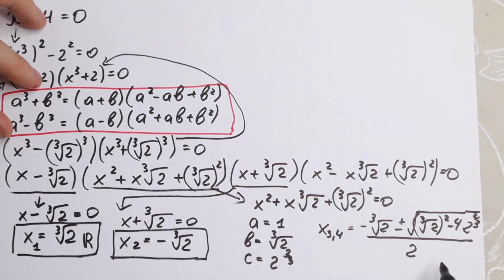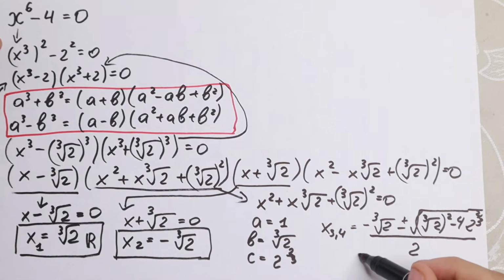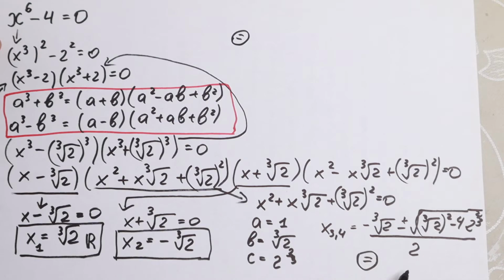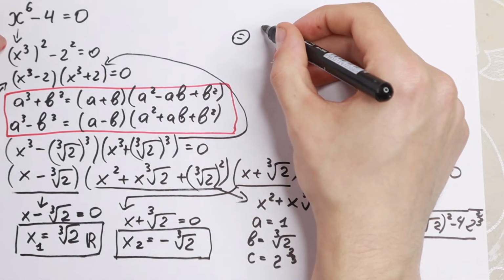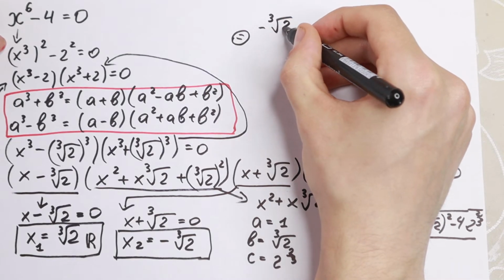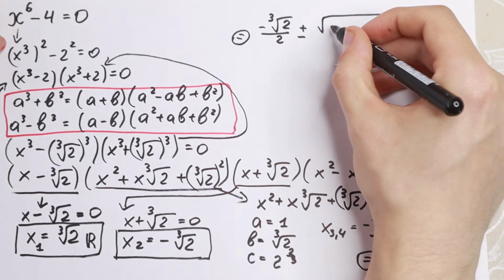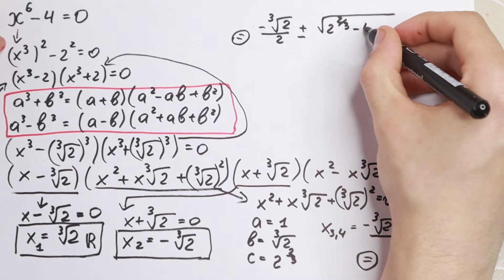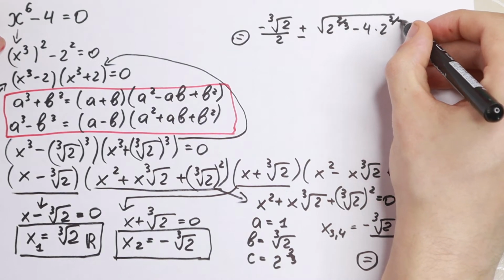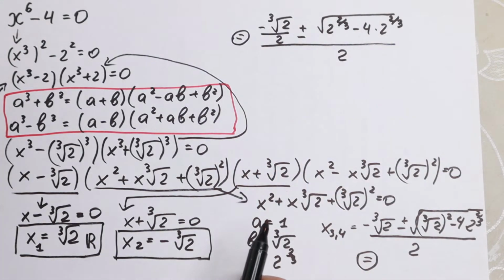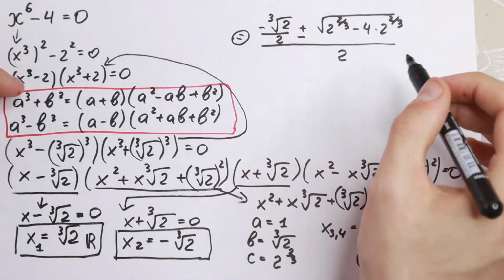And let's simplify this. I write this on the top. If we divide this by 2, and if we simplify this under our square root sign, we will have our answer. So what we will have? We will have minus cube root of 2 dividing by 2, and plus minus square root of 2 to the power 2/3 minus 4 times 2 to the power 2/3, and dividing by 2. And if we simplify this, we will have our answer, that our roots will be the next one.